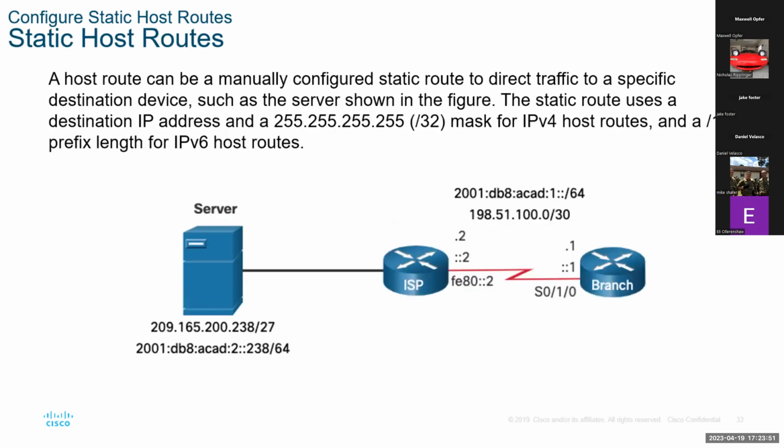A host route can be a manually configured static route to direct traffic to a specific destination device, such as the server shown in the figure. A static route uses a destination IP address and a 255.255.255.255 mask, which is a 32 mask for IPv4 routes, and a 128 prefix length for IPv6 host routes. And you can see on the left side on top is IPv4, on bottom is IPv6.